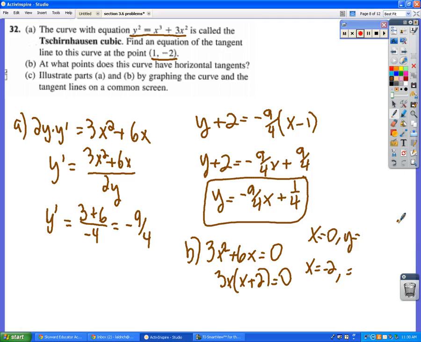But it wants to know at what points that happens. So I have to figure out what the y values are that go with those x values. So I'm going to plug it into the original. So 0 plus 0, y squared equals 0, so y is also 0. So that's at 0, 0. And then if you plug in negative 2, that gives you negative 8 here. Gives you 12 there. Negative 8 plus 12 is 4. And the square root of 4 is 2 or negative 2. So there's actually 2 points that we get from x equals negative 2.